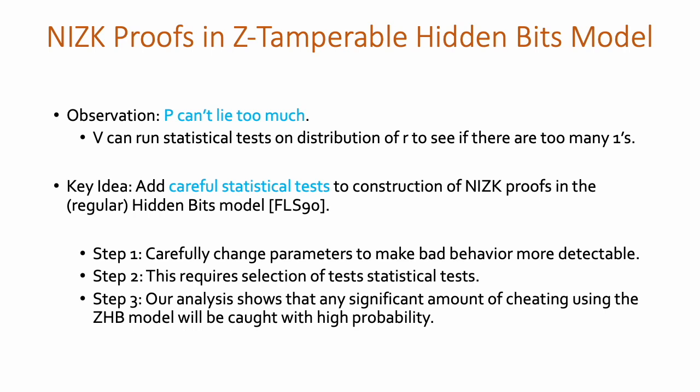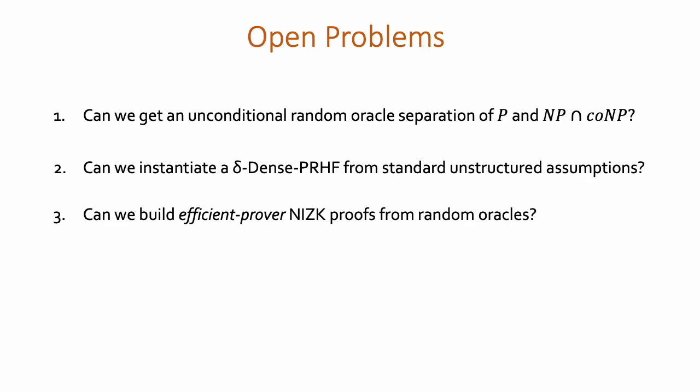I would like to point out that a blanket statistical test checking the number of zeros and ones does not really work here, and we need to carefully set the tests for the prover to be caught. Our analysis shows that the number of zeros that a prover needs to flip to 1 in order to cheat is way higher than the permissible limit, and this allows the verifier to catch a prover with overwhelming probability. Finally, I leave you with some open problems.